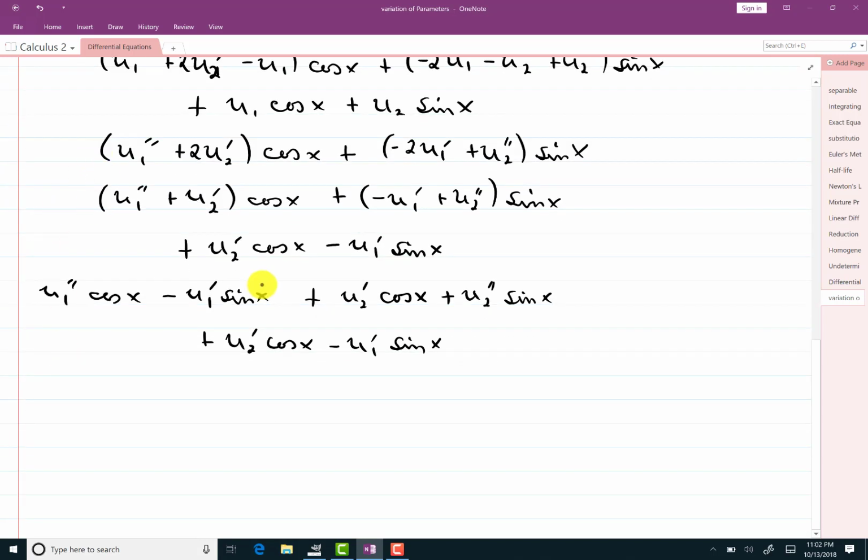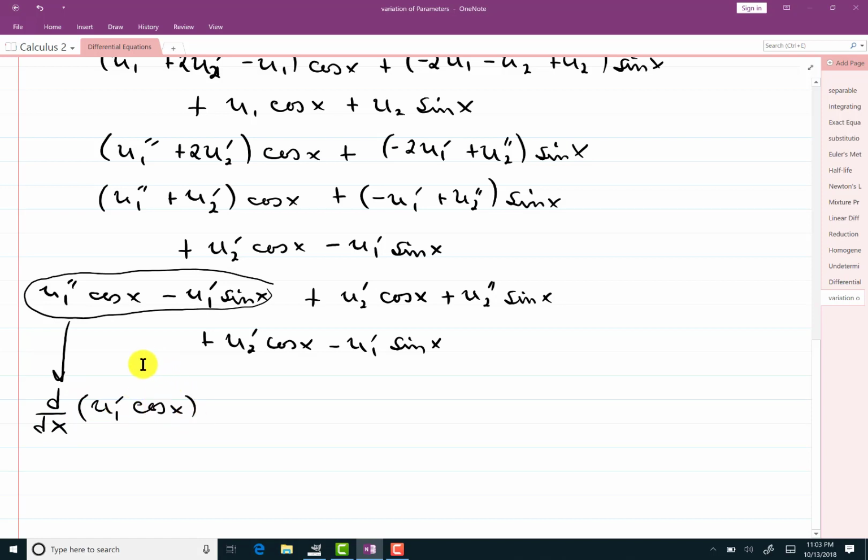Now, notice this piece right here. This can be imagined as the derivative of u1 prime cosine of x. If you look, when I apply the product rule to this stuff, I'll get u1 double prime cosine of x, but then I'll take the derivative of cosine, I'll get negative u1 prime sine of x. Similarly, this piece over here can be imagined as exactly the same thing.